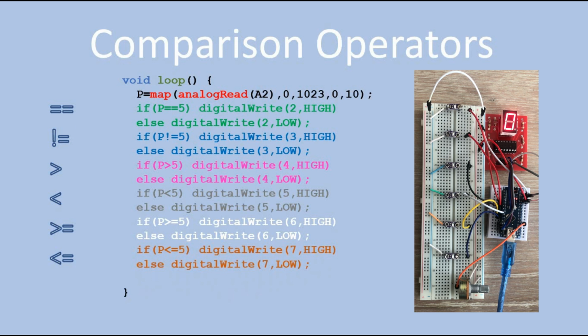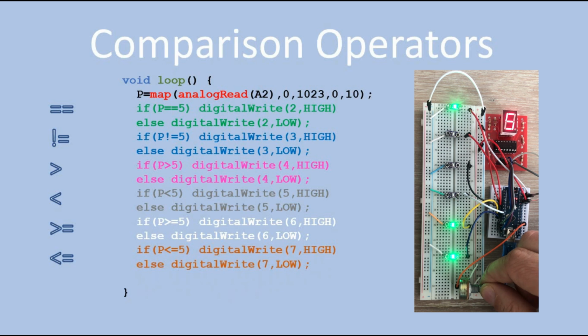The code is already loaded. Position is 0 and LEDs 2, 4 and 6 are on. Because position is not equal to 5, it is smaller than 5 and it is smaller or equal to 5. Let's change the potentiometer position. So far no change. But when we get to position 5, now LEDs 1, 5 and 6 are lit.